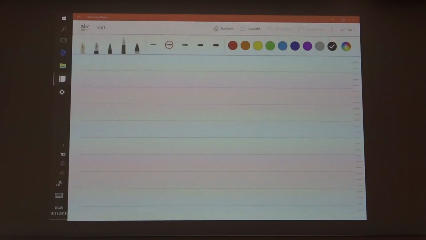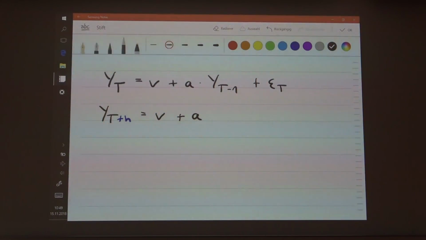I'm going to continue, and the answer is relatively simple. If you have an autoregressive process of order 1, then y at point capital T is equal to the constant plus the parameter times y at T minus 1 plus the noise at point T. The same thing applies if you change to T plus h: y at T plus h is equal to the constant plus the slope times y at T plus h minus 1, plus the noise at point T plus h minus 1.